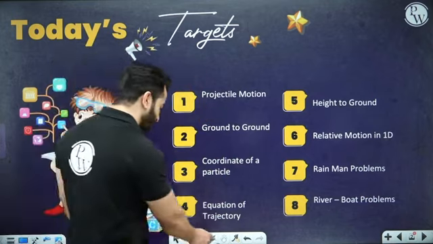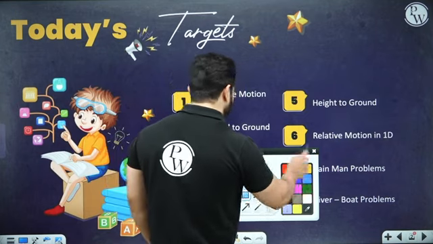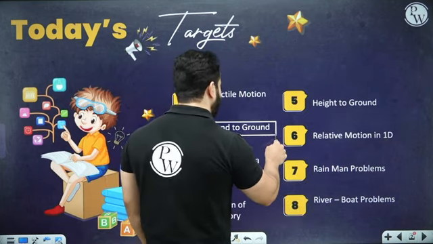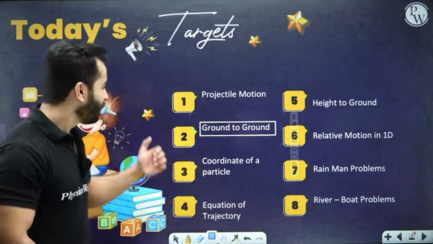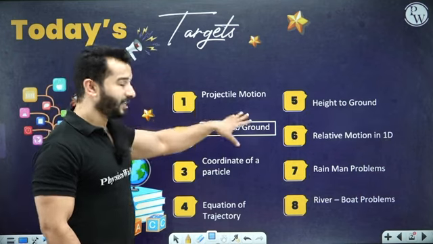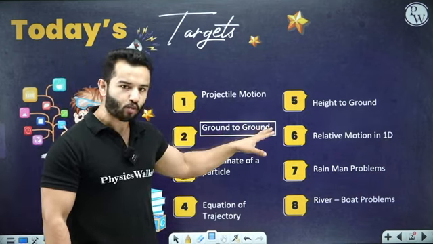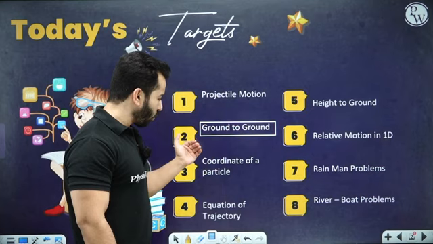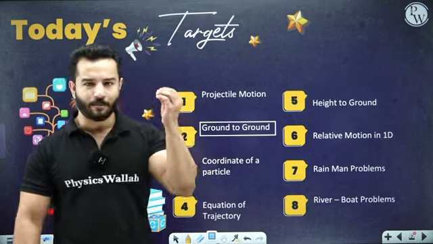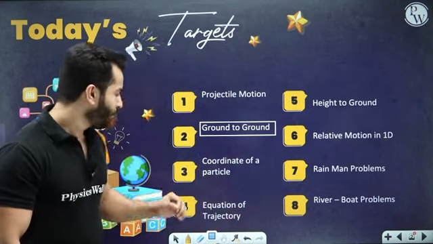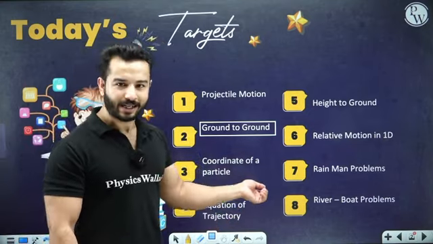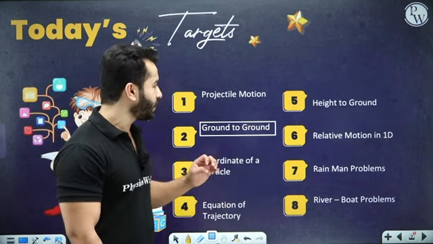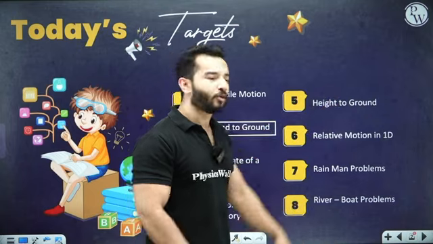The first case is going to be ground to ground. What do you mean by ground to ground? That the projectile is projected from the ground and it lands back on the ground, right? This is going to be your case 1. Under case 1, we are going to talk about the coordinates of a particle at any point at any time t, right? We are going to talk about the equation of trajectory, what it is, and we are going to figure it out.